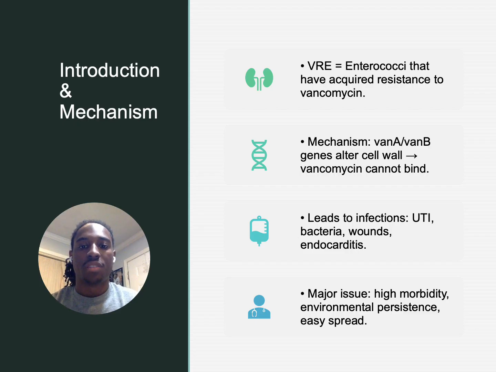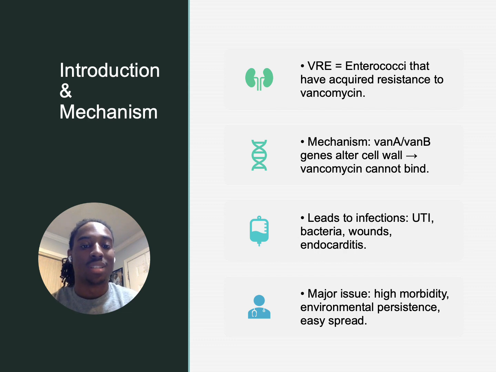So VRE stands for vancomycin-resistant enterococci. Enterococci are bacteria that normally live in the human intestines and sometimes the female genital tract. They typically don't cause problems unless they move to a different part of the body. The issue arises when certain strains acquire resistant genes, specifically VAN A and VAN B genes, which change the structure of the bacterial cell wall. This prevents vancomycin, which is usually a last-line antibiotic, from binding effectively.